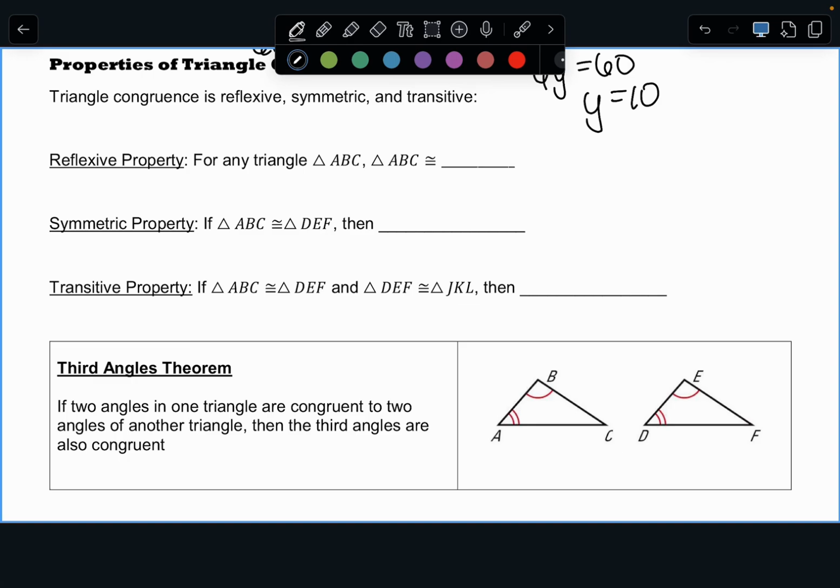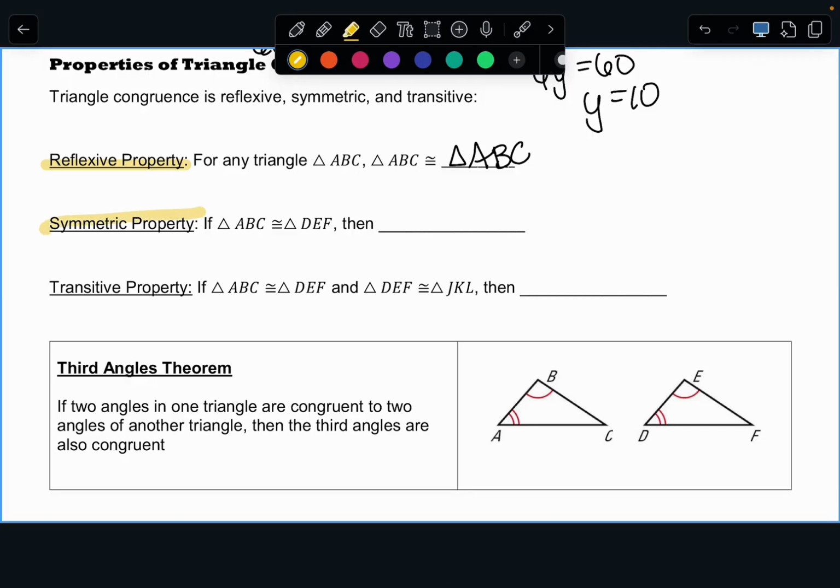We have the same properties for triangle congruence that we had for segment congruence. So, triangle congruence is reflexive. I would put this on your cheat sheet. What does reflexive mean? If ABC is congruent to what? The exact same thing, ABC. Everything is congruent to itself.